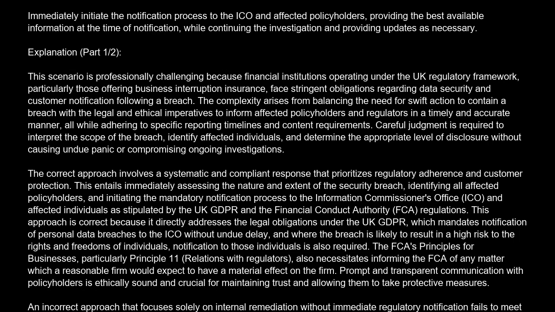The correct answer is C. Immediately initiate the notification process to the ICO and affected policyholders, providing the best available information at the time of notification, while continuing the investigation and providing updates as necessary.